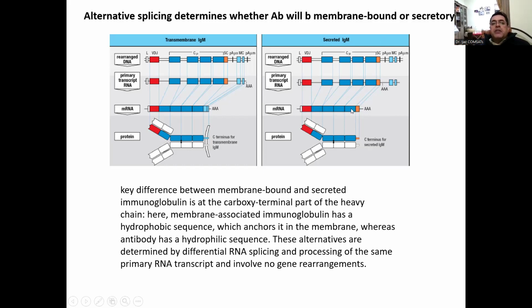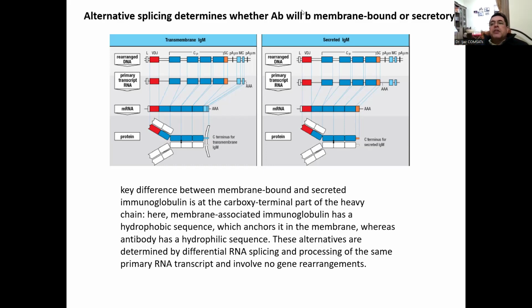And you see that in this transcript, there are no MC sequences, unlike this one. So when there are no MC sequences, no hydrophobic domains are added to the heavy chains of the antibody, and that's why the antibody is not going to stay on the surface of the B cell, and it is going to be secreted. This is the secreted form of the antibody, and this kind of rearrangement of the DNA is only done in the plasma B cell. And it does not require some kind of recombination.